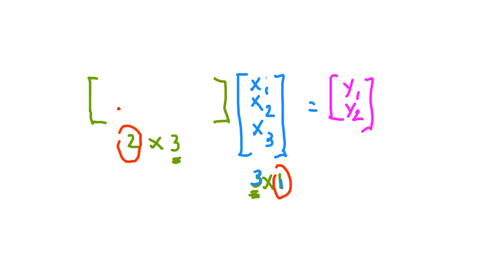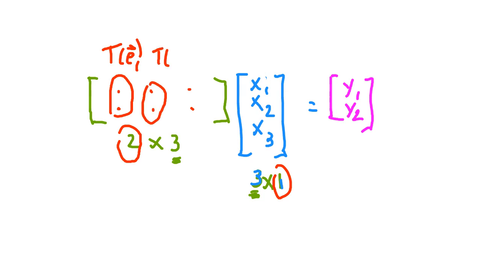And so you'd have to have 3 columns, and those 3 columns would be determined by whatever the transformations of the unit vectors E1, E2, and E3 are, or I, J, and K. Okay, you see that?